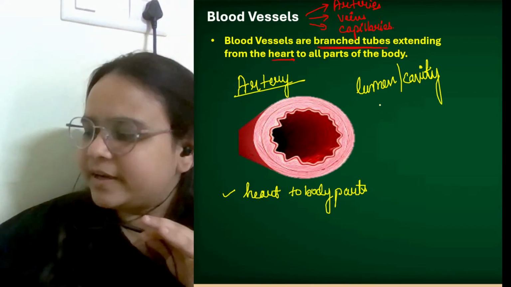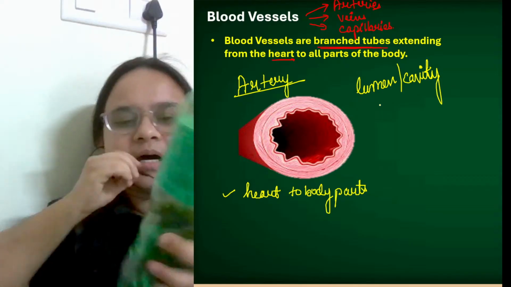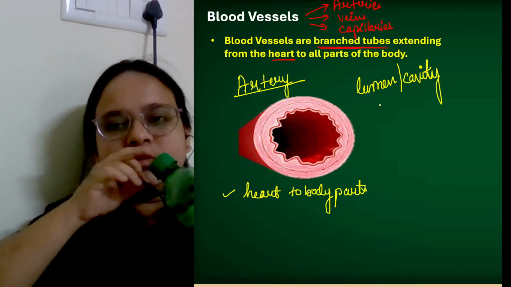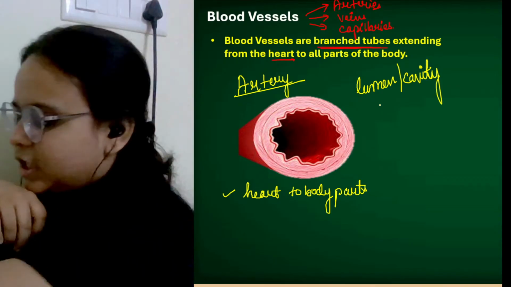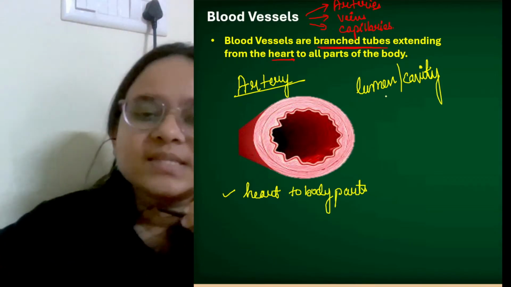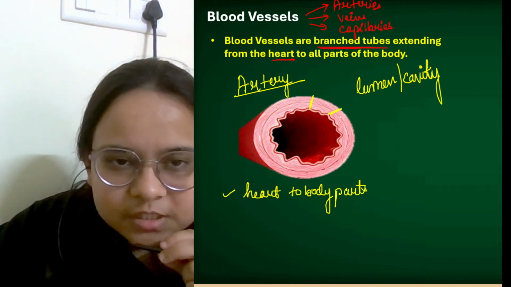Any hollow. Now if I talk about this bottle, it has a hollow space inside. If I just remove this cap, then it has a hollow space inside it. The hollow space is called lumen. And these are the walls basically.